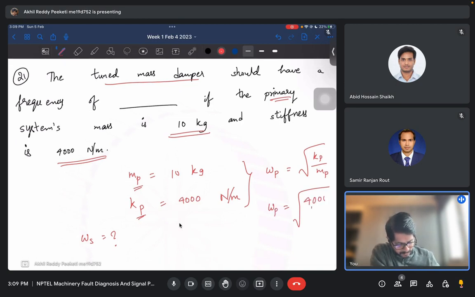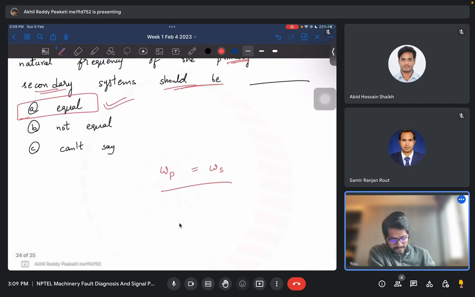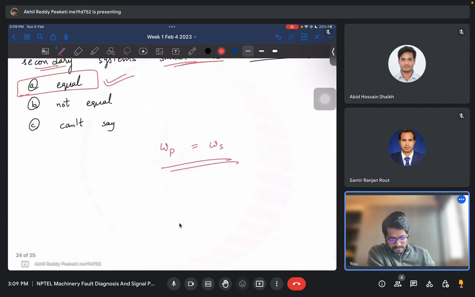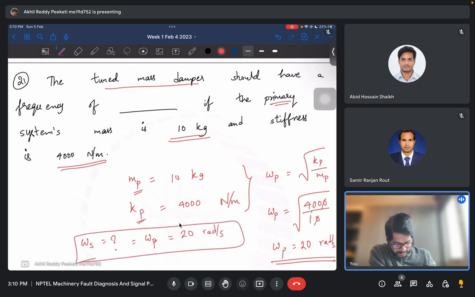So the primary system's natural frequency is from the stiffness and mass. So 4000 by 10. So the primary system's natural frequency is 20 radians per second. Okay. So in a tuned mass damper, you should have the frequencies to be the same, right? So the natural frequency of the secondary system should also be 20 radians per second. Okay.